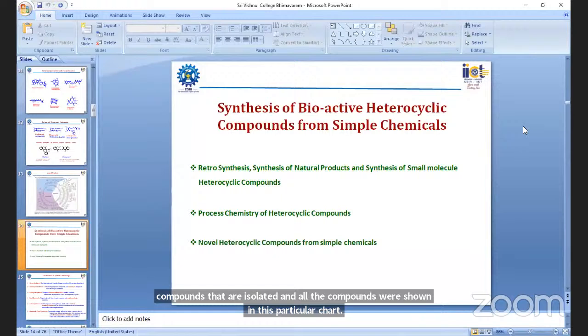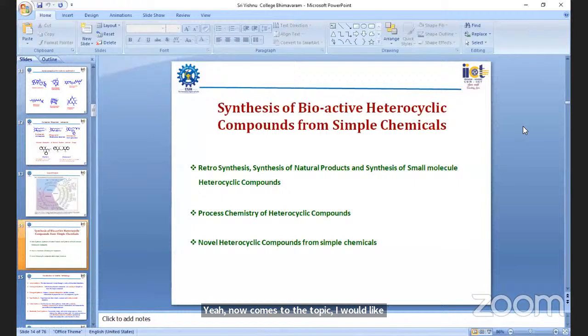Now coming to the topic. I would like to say what bioactive compounds can be made from simple chemicals, and for that I would like to tell about retrosynthesis, how to make a simple or complex compound, for natural products as well as synthetic compounds. I will show some examples where process development of heterocyclic compounds is important to develop a drug and transfer it to industry. Then, how novel heterocyclic compounds can be made from simple chemicals. That's what I would like to focus on now.